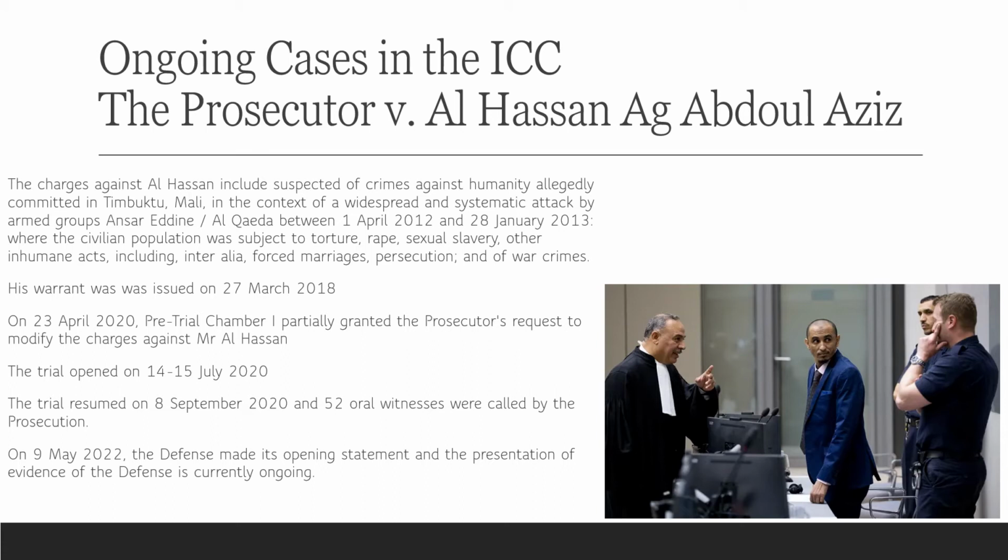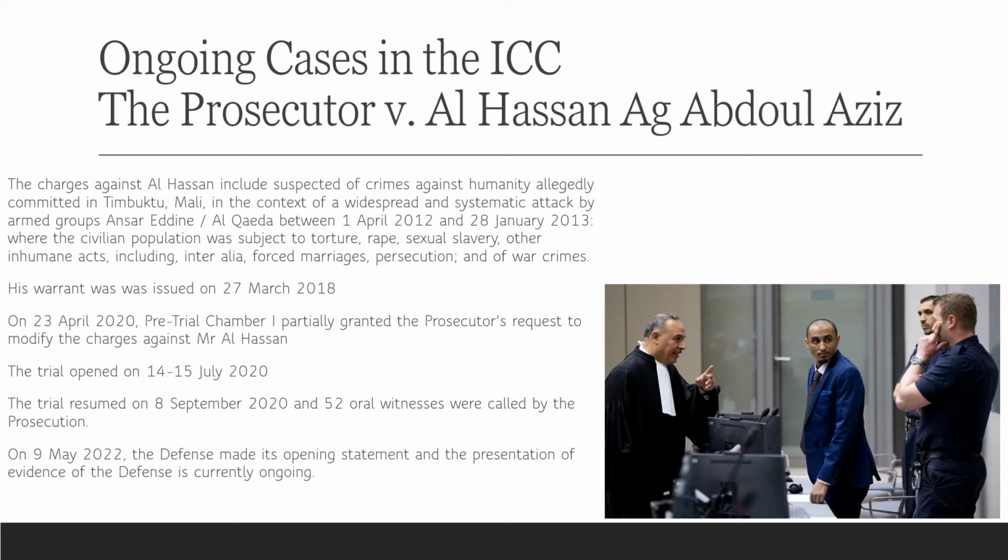Now to look at some ongoing cases that are being taken care of by the ICC. So Al-Hassan's case is related to Al Mahdi's case. It took place in the same time frame, in the same area, with the same groups as Al Mahdi in Timbuktu, Mali, where they attacked the different types of religious and historic buildings. However, he is charged additionally with crimes against the civilian population, where he submitted the population to torture, rape, sexual slavery, and other inhumane acts, including inter alia, forced marriage, persecution, and war crimes. His warrant was issued on the 27th of March 2018.